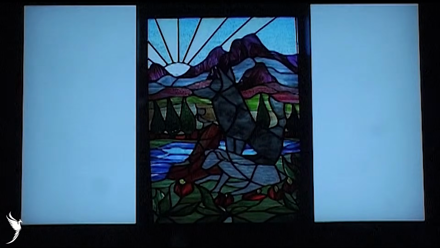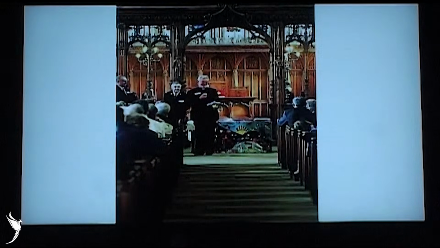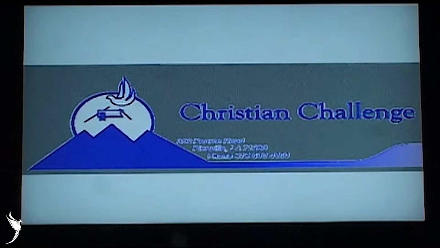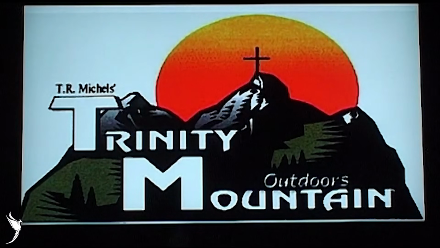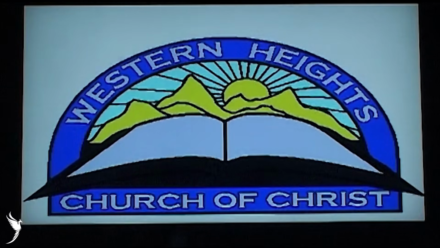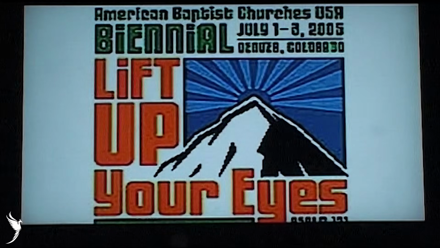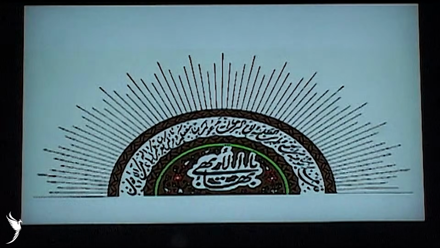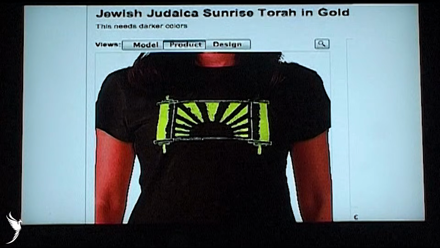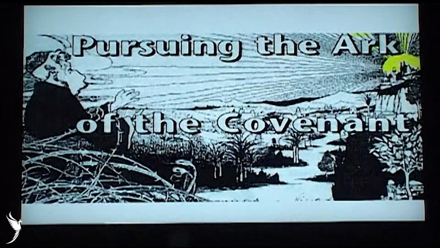And this is a whole subject that we'll get into another time, because this is a very big subject about how the church uses the sun rise behind the mountains. There's a very good reason why, and we'll get into that another time. But just to show how this symbolism is used in politics, in corporations, religion, churches, even the sunrise Torah symbol.